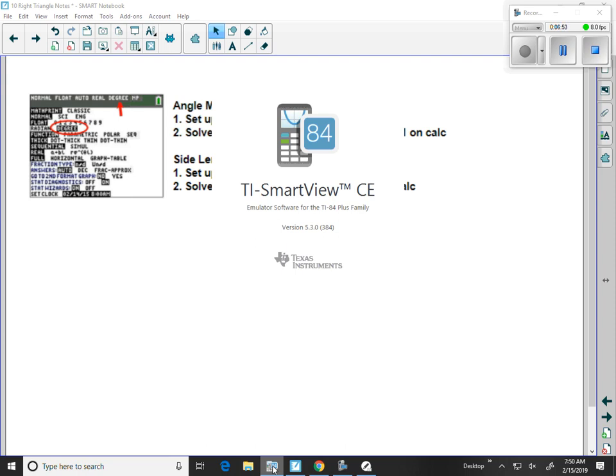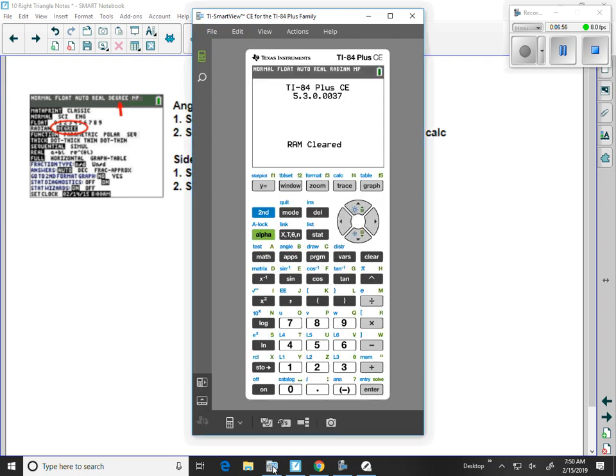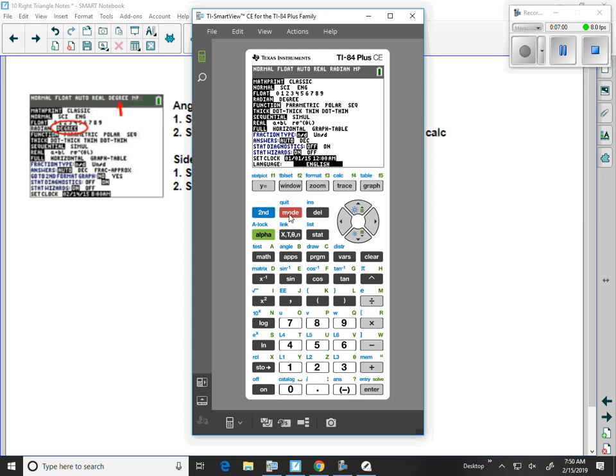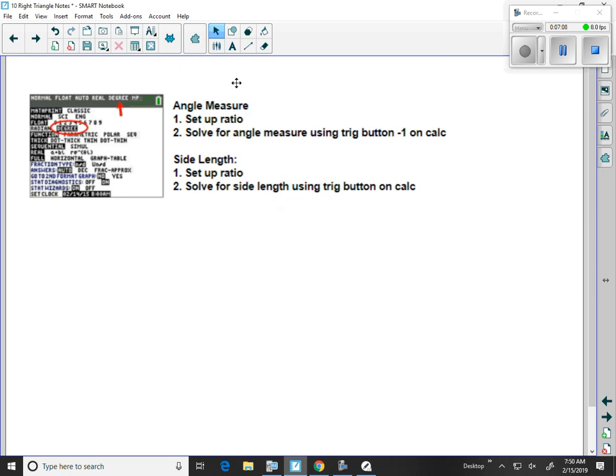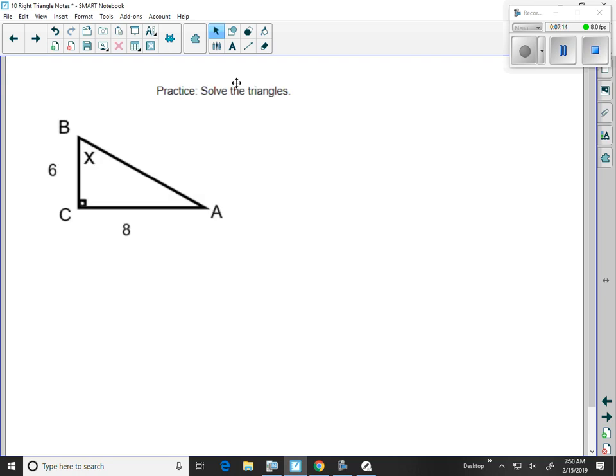I know I'm going to have to change mine. All right, so mode is right up here. Mine's under window, and then down, go over to degree and highlight that. Make sure that's highlighted. Okay, if you're a step person, how to find an angle measure is there, and how to find a side length is there if you want those steps.